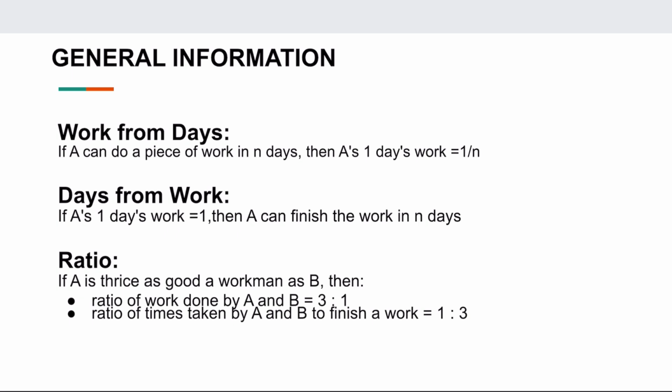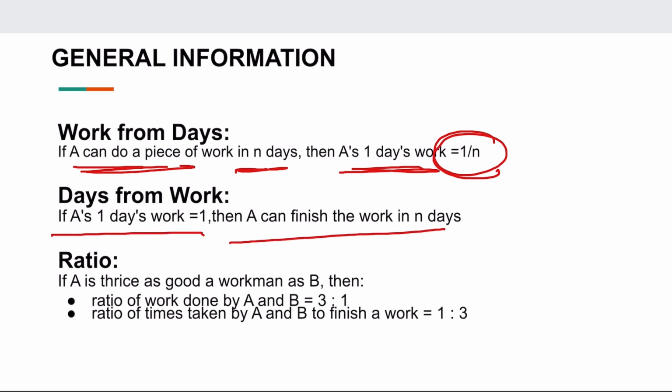Like work from days. If A can do a piece of work in n days, then A's 1 day work is going to be 1 by n. I hope it's clear now because in the previous video we studied a lot about this. We also solved so many questions regarding this. Next is days from work. If 1 day's work is 1 by n, then A can finish the work in n days. As simple as that.